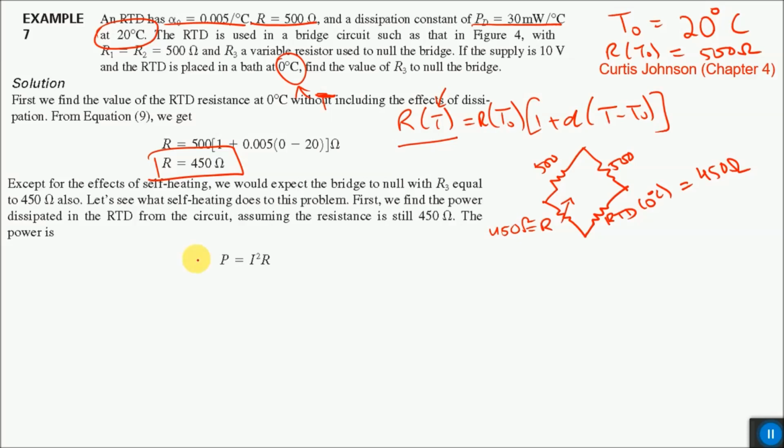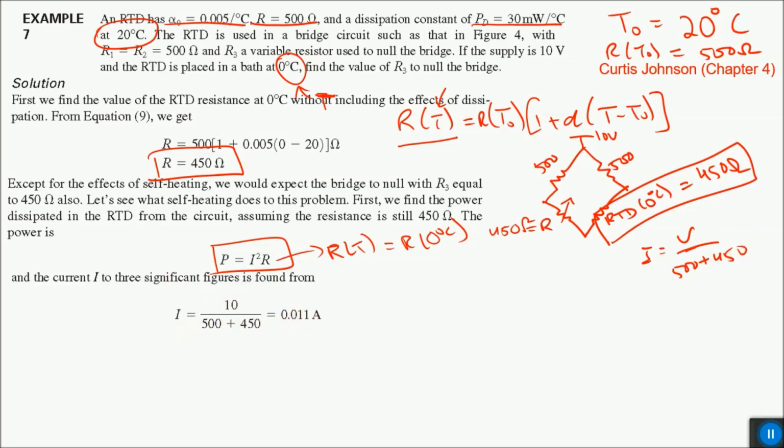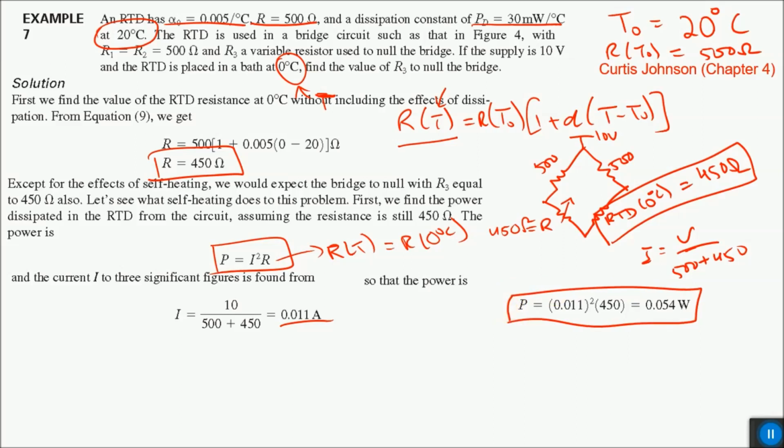And for that, we have to see how much power is dissipated, and P is equal to I square R is used. We have the value of R, that is 450 ohms. So from where can we get the I? From here, because this is a 10 volt supply. So the current passing through this resistor would be I is equal to V over 500 plus 450, 10 over 500 plus 450, and that is equal to 0.011 amperes. So this means that the dissipated power is equal to 0.54 watts.